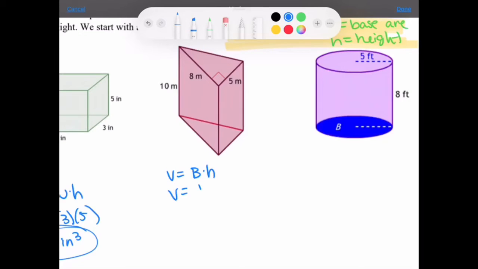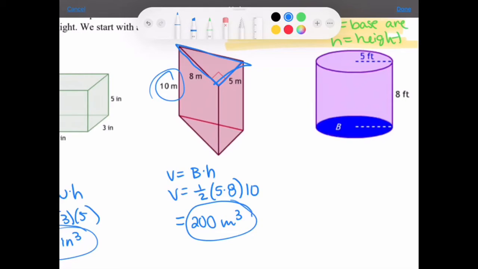Moving on. All right, here, volume equals base area times height. Volume equals 1/2 base times height, which is 5 times 8, right? Because our base is the triangle right here, 5 and 8. That's our base. And our height is going to be 10, because that's the lateral length, so 10. So put it all in the calculator and we get 200 meters cubed.